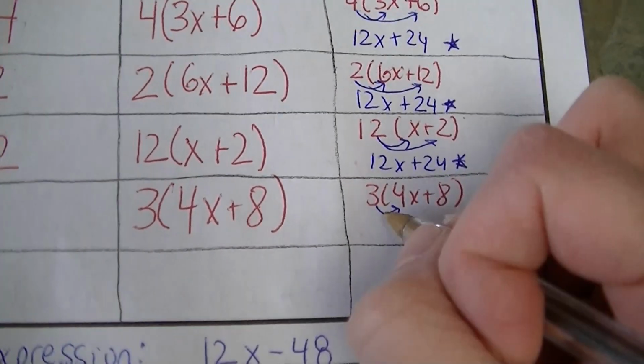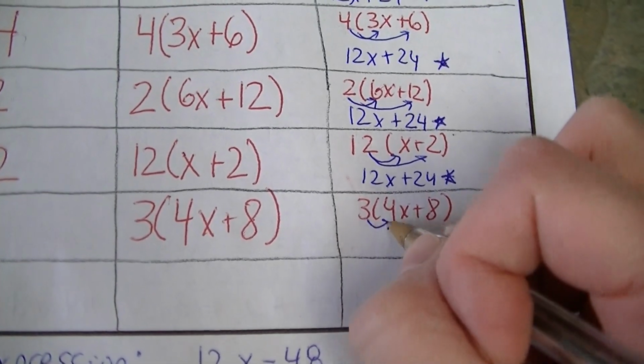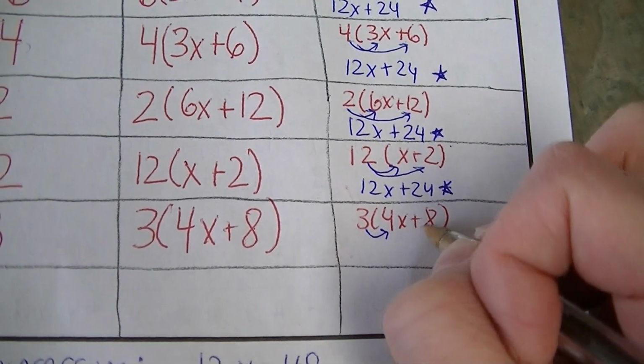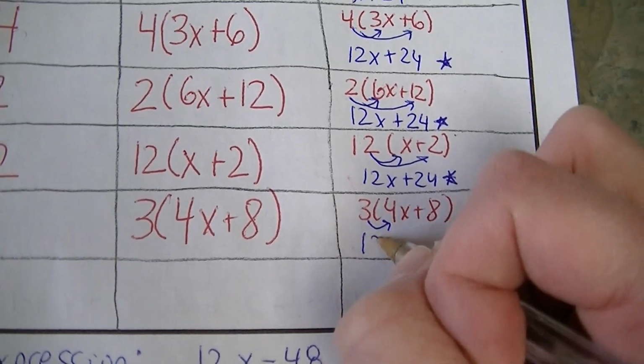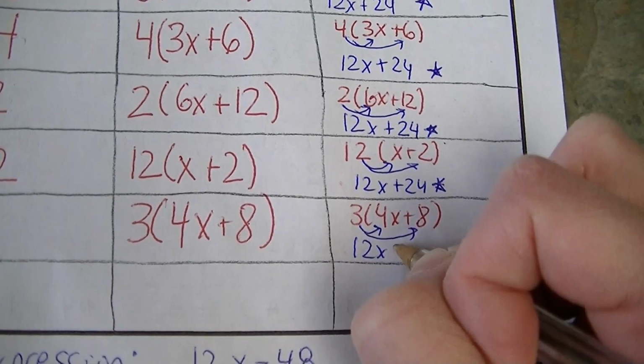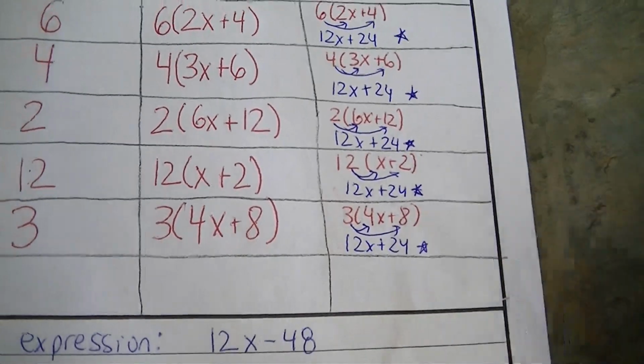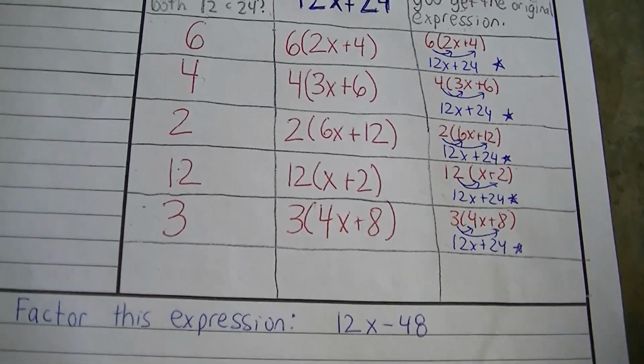You need to distribute the 3 through, which means multiply all those numbers inside the parentheses by 3. Okay, got it right. Okay, last one on this practice.